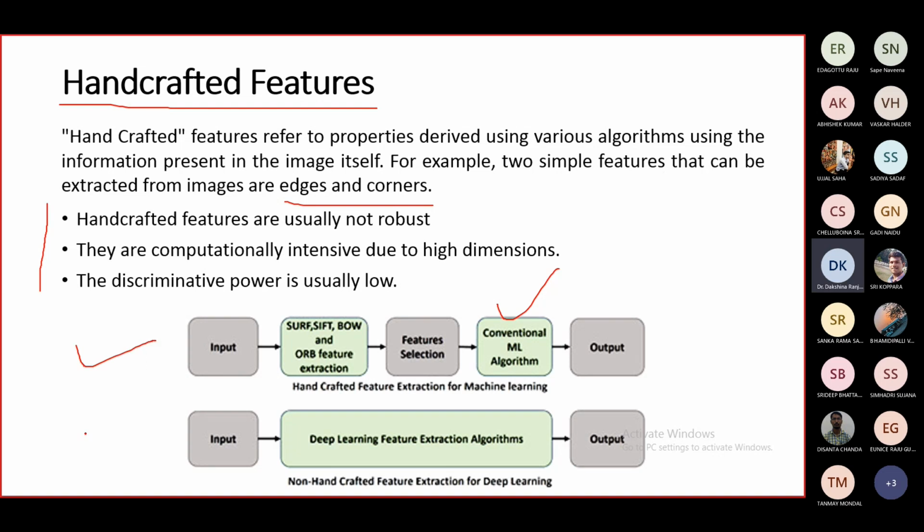Now there are two different pipelines we can use. The first pipeline is for the handcrafted features. In the first pipeline, we have different modules: the input module, the feature extraction module, and the feature selection module.